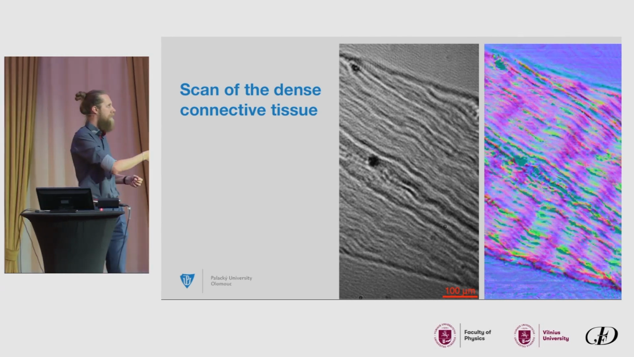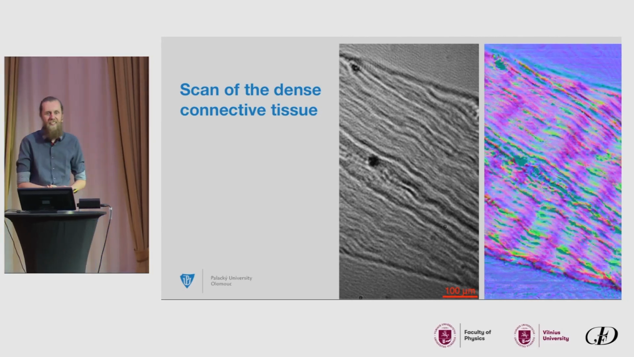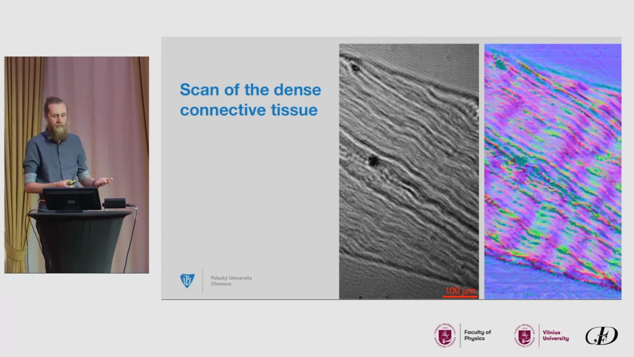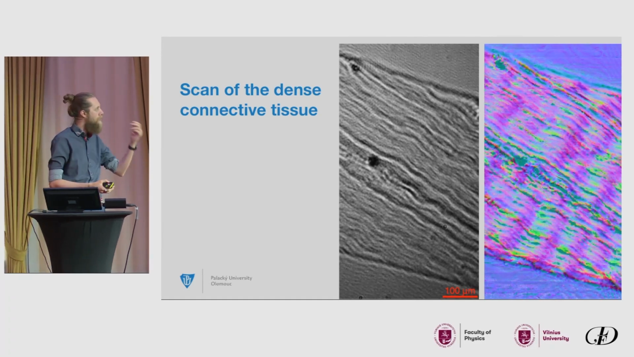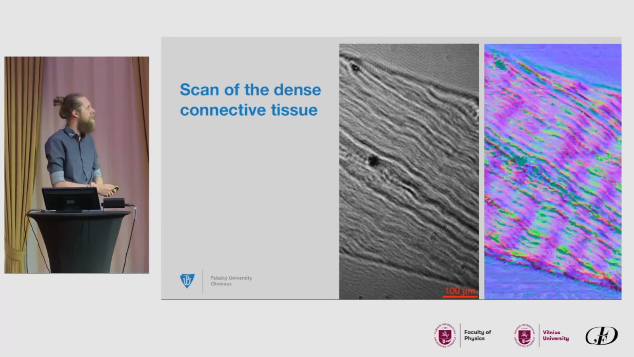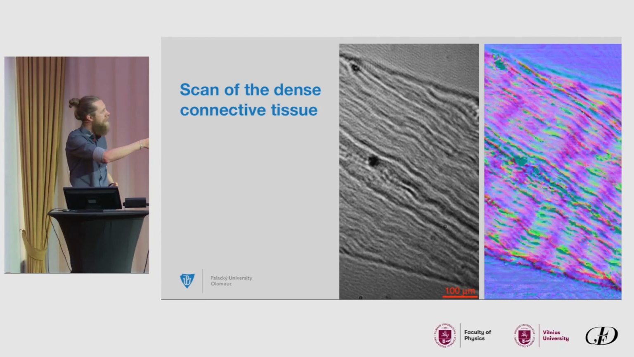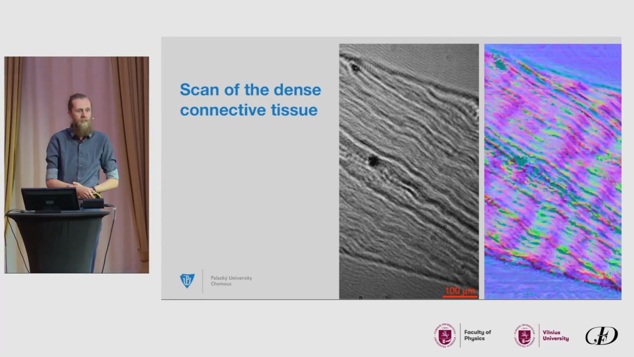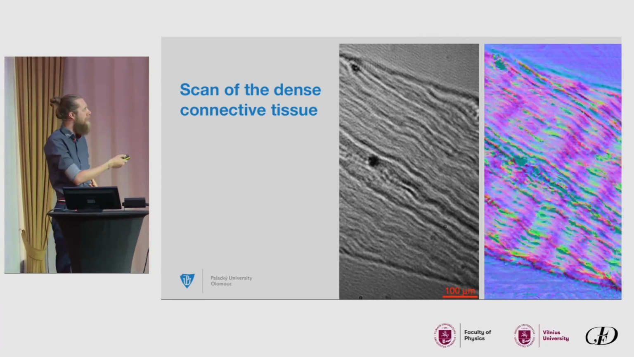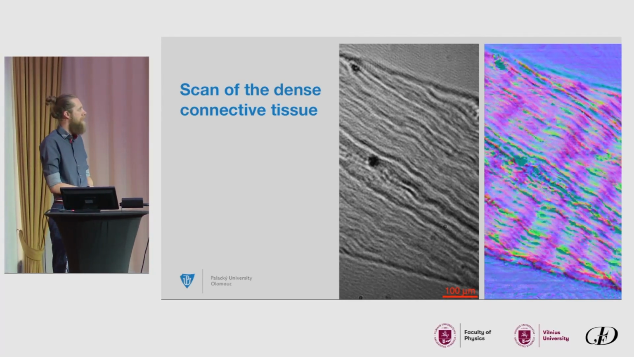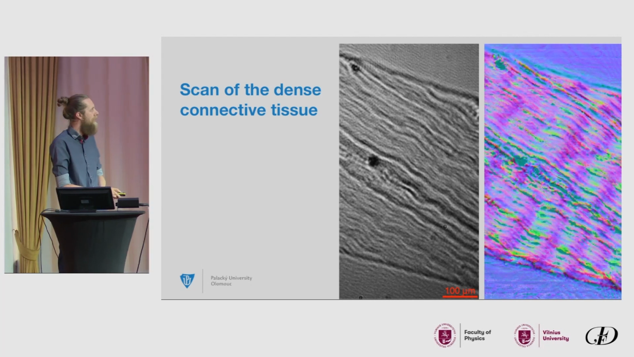On the left, you can see the intensity scan of the dense connective tissue, and on the right, there is a polarization sensitive scan of the same region of the tissue using our sensor, and you can clearly see that there is a hidden perpendicular structure in it which can't be revealed by the normal polarization intensity measurement.